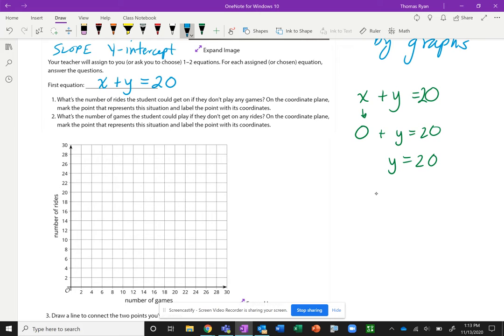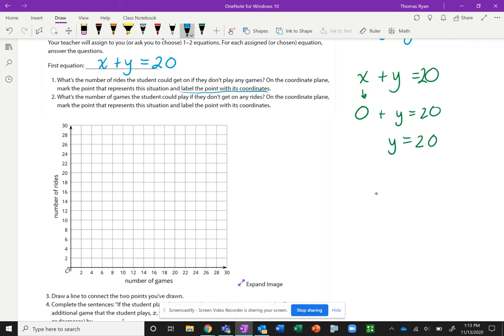So it says mark that point and label its coordinates. Look at our axes here. We have the rides along the Y, games along the X. So if we play no games, we're going to be here on the X-axis, but now we need to go up until we could ride 20 rides. So there's going to be a point right there, 0, 20. Remember, we always write our points as X, Y. 0 games, 20 rides.